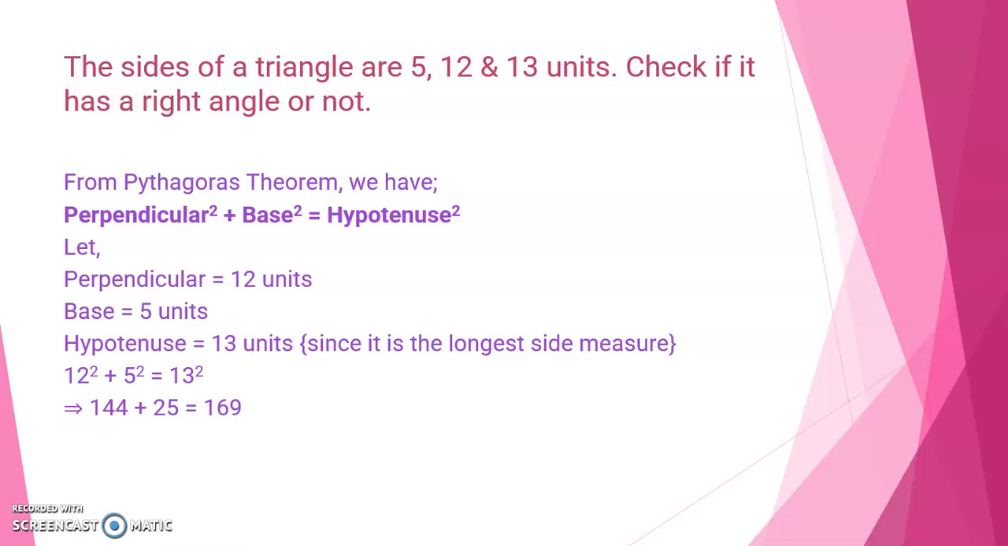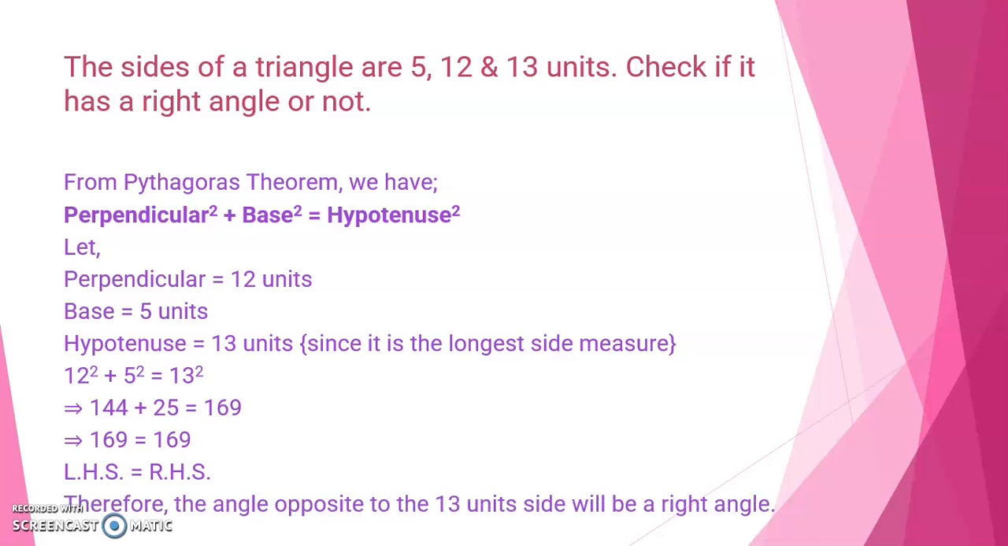So 12 squared plus 5 squared should be equal to 13 squared if this obeys Pythagoras theorem. What is 12 squared? 144. What is 5 squared? 25. What is 13 squared? 169. If 144 plus 25 equals 169, then this is a Pythagorean triple. That's what we call it. So are they equal? Yes. The left-hand side equals the right-hand side. Therefore, the angle opposite the side 13 will be a right angle.